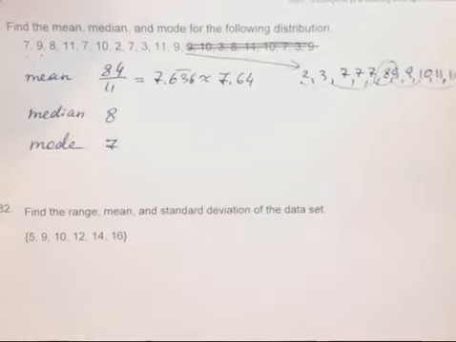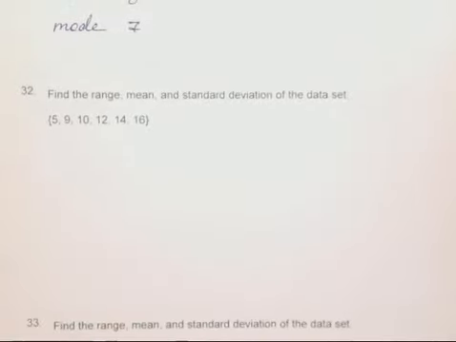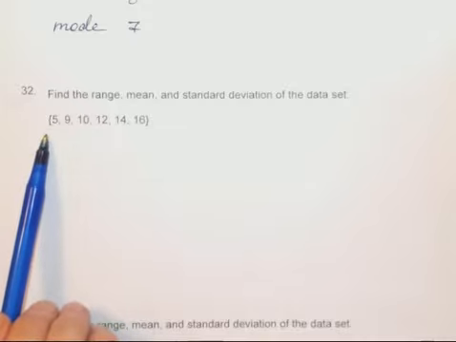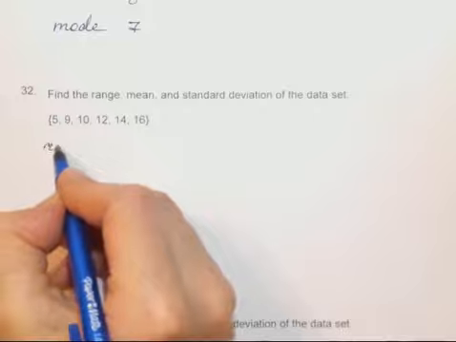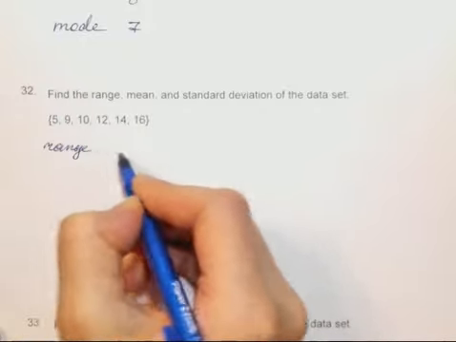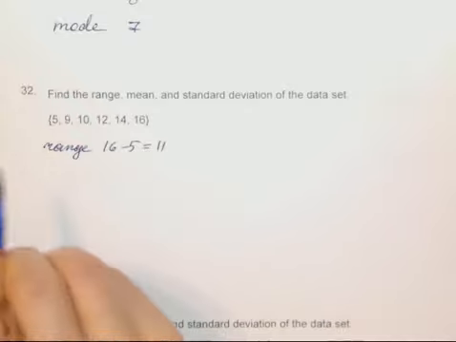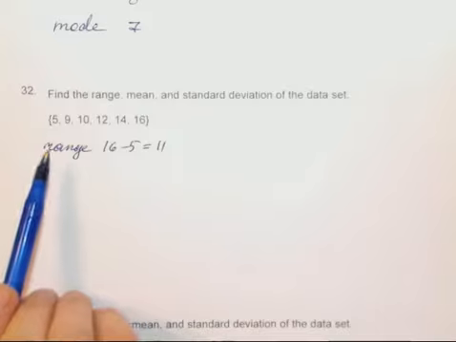Find the range, mean, and the standard deviation of the data set. So the range is the difference between the largest number and the smallest number. It is 16 minus 5, 11. So this set is already organized in increasing order.